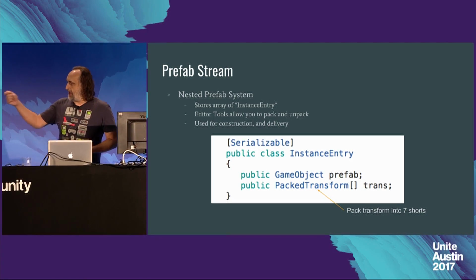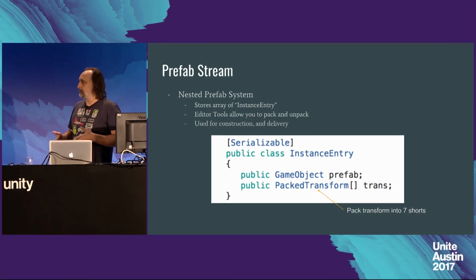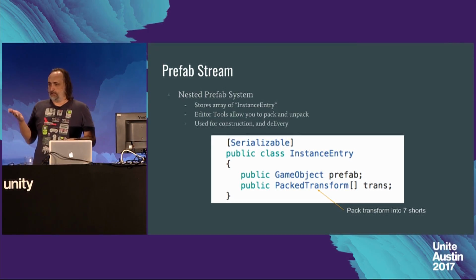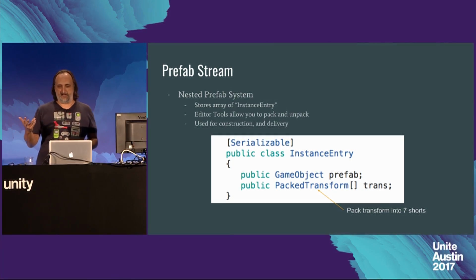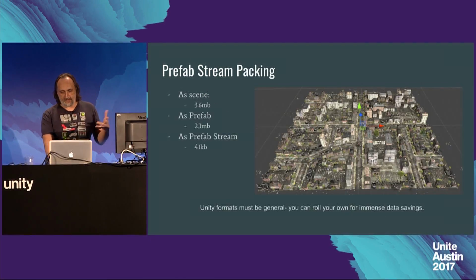And what we actually do is we pack that transform down because our block size is known. We know that we're in a 160-meter area. So we can pack that into 7 shorts, basically 3 for position, 3 for rotation, and 1 for scale, because we only do uniform scale. And that saves us a lot of data. And then we can unpack that when we need it.